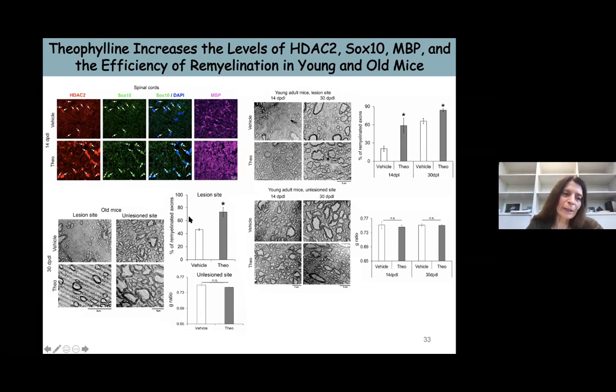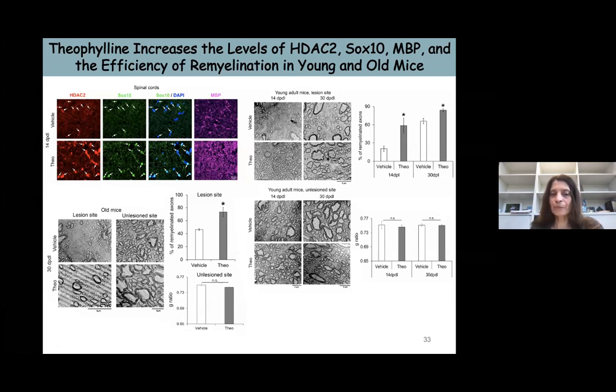So then we thought, okay, we know that during aging, for example, in multiple sclerosis patients, the remyelination is a lot affected, and also during normal aging. So we decided to do the lesion, using the lysolecithin model of demyelination, in old mice, and to do the treatment with theophylline. And here again, we had a big advantage in remyelination, in the percentage of remyelinated axons in the lesion site. So potentially theophylline could be efficient to promote remyelination in young adults, but also in old individuals.